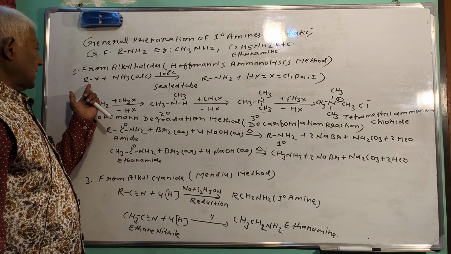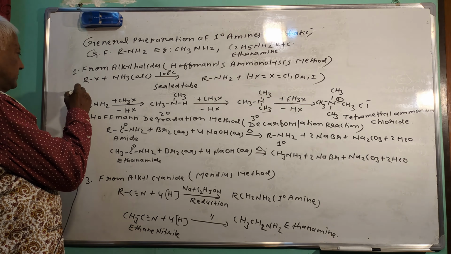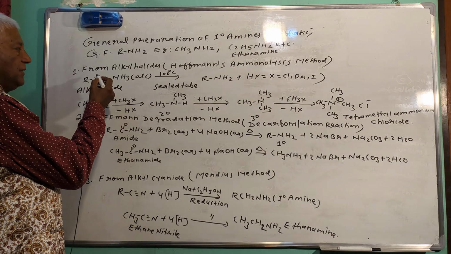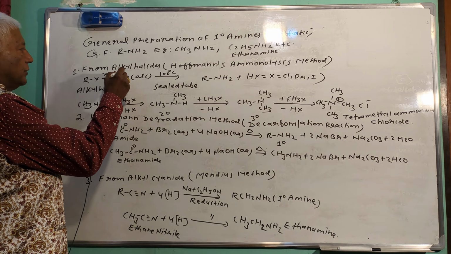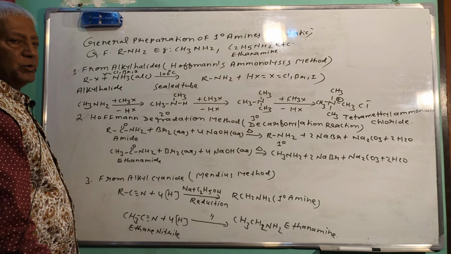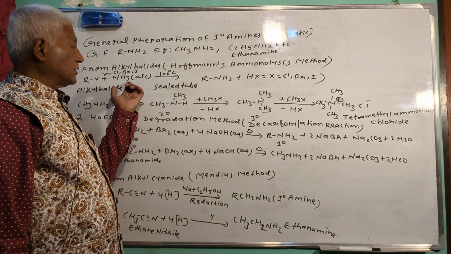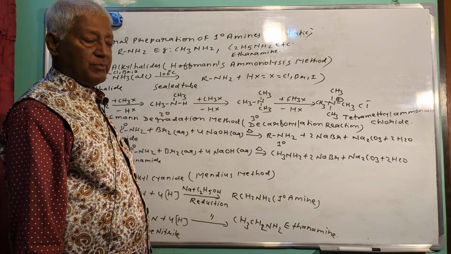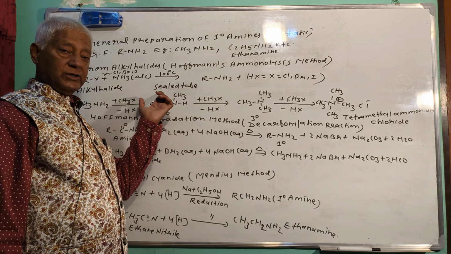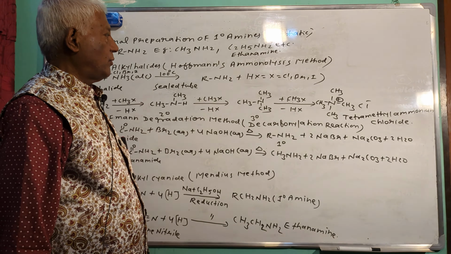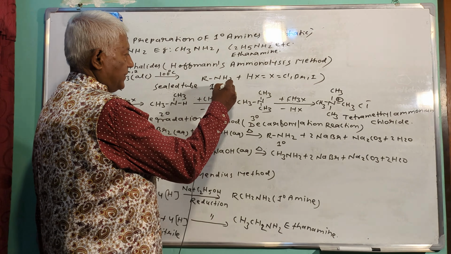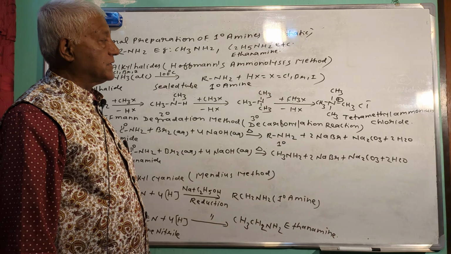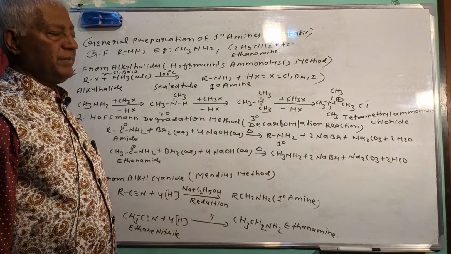So what is RX? RX means alkyl halide. X may be chlorine, bromine, or iodine. When that is treated with an alcoholic solution of ammonia at 100 degrees centigrade in sealed tubes, because these are very explosive compounds, we have to do it in a sealed tube, never in open air. So what we get is primary amine, and the hydrogen halide, which may be HCl, HBr or HI.